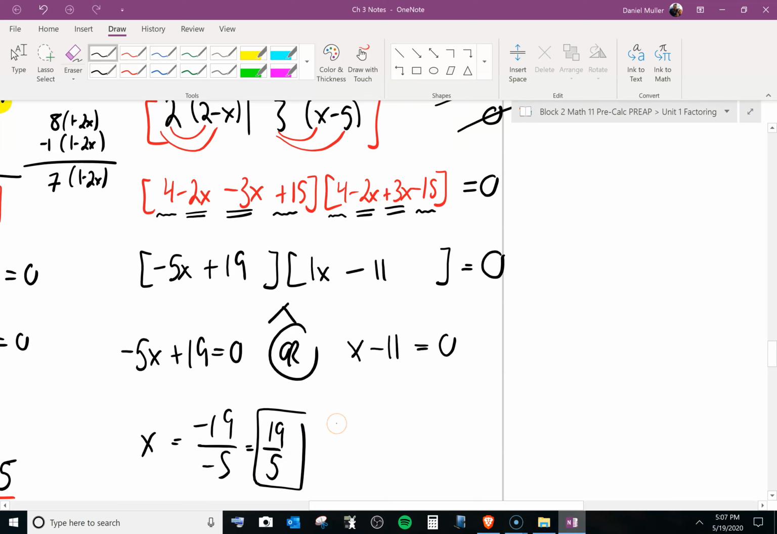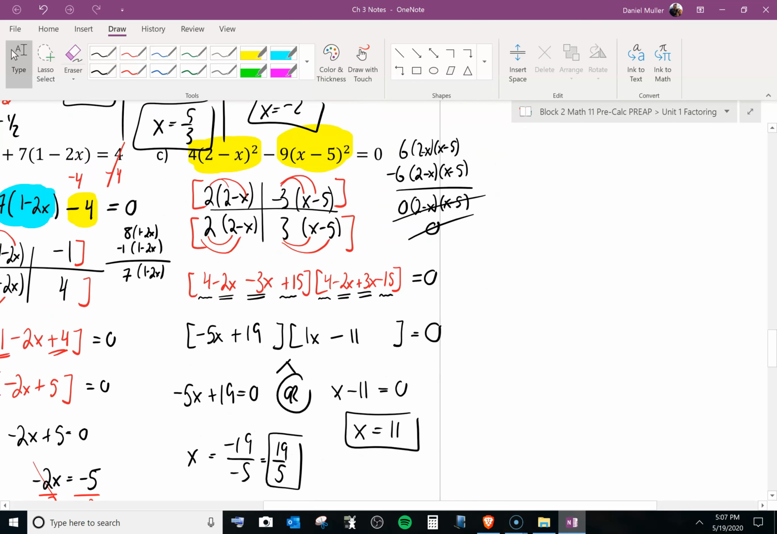I'm going to just make them positive. And here you're just going to bring that over by adding it. So x equals 11. So those are my two answers. So what makes C a little bit different is simply that it's a difference of squares. There's no middle term. The middle term got me a 0 like you see here.